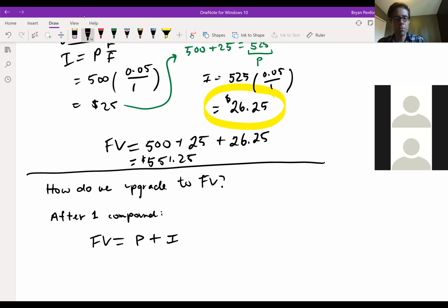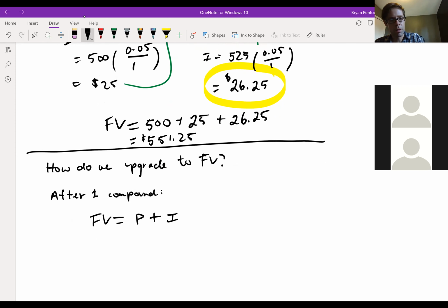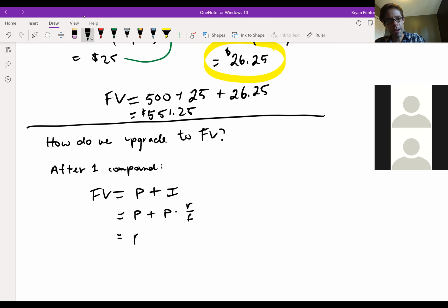So after one compounding period, we know that the future value should be the principal amount plus the interest that we earn during that first period where we earn interest. And we know how to calculate I. I is given by the formula P times R over F. And if you're clever, you'll notice that we could factor out P and we get P times 1 plus R over F. So this is how I calculate the future value after one time period where I'm allowed to earn interest.